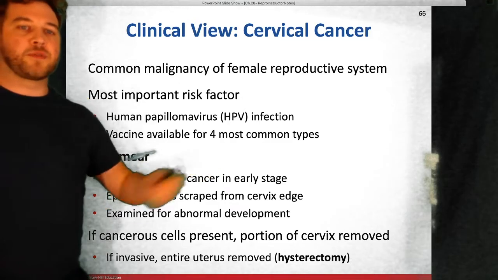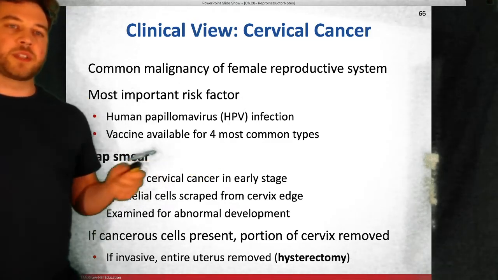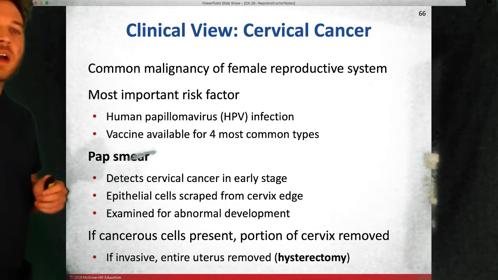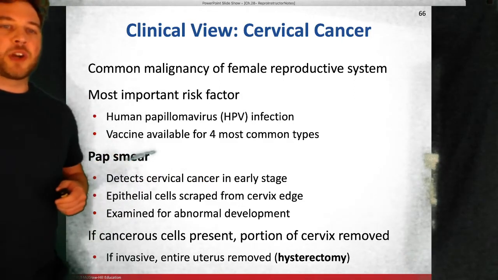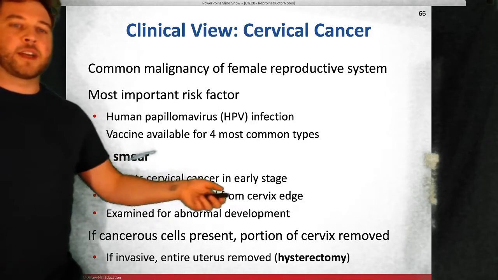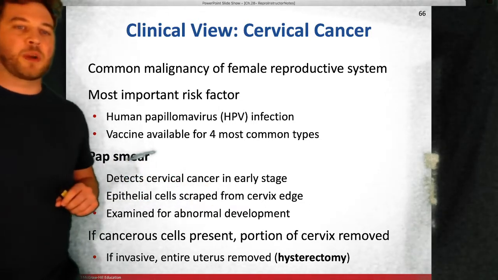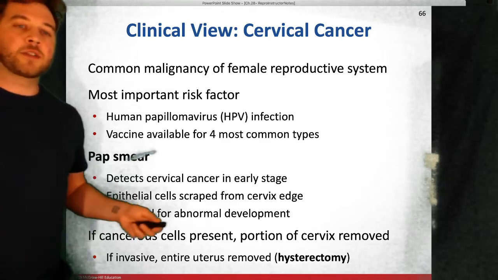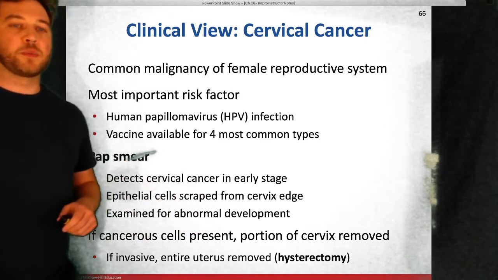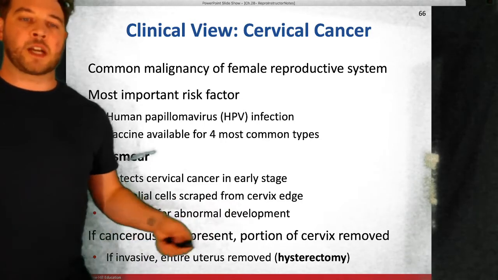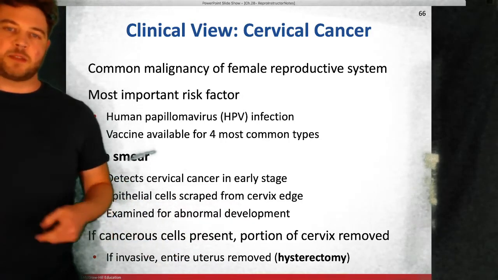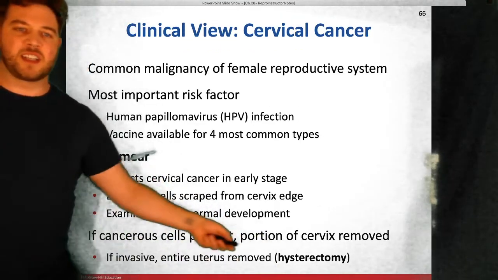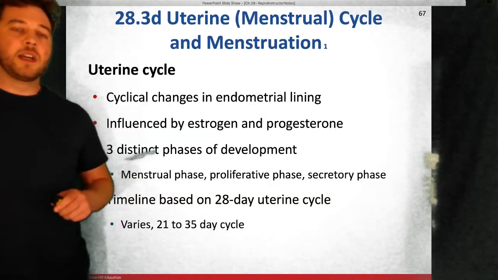A vaccine is available for the four most common types. I believe they start giving it around 12 or 13 years old. A Pap smear detects cervical cancer in an early stage. Epithelial cells are scraped from the cervix edge and examined for abnormal development. You should be getting checked regularly. If cancer cells are present, a portion of the cervix is removed. If it is fully invasive, the entire uterus can be removed, called a hysterectomy. We really need to change that term. That is not a good word for us to keep using.